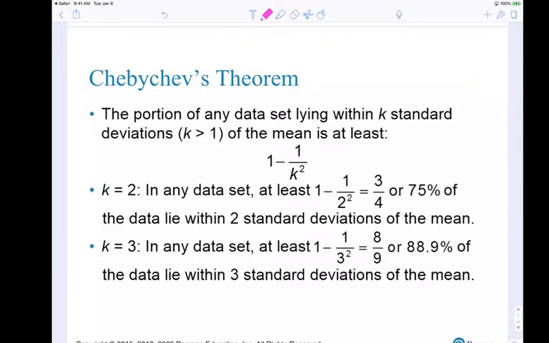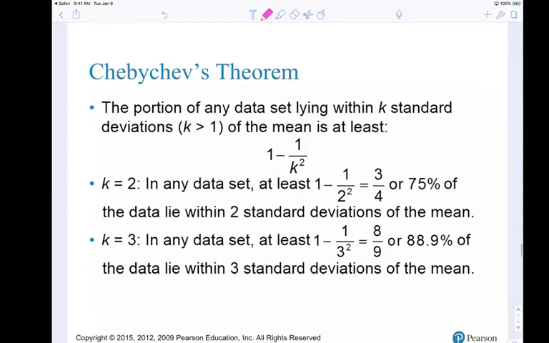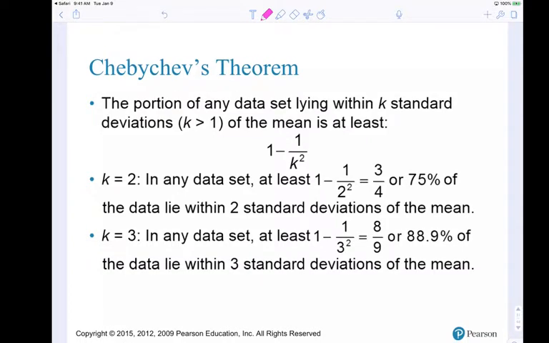I think it's Chebyshev's theorem. It says the portion of any data set lying within k standard deviations of the mean is at least 1 minus 1 over k squared. So when k is 2, in any data set, at least 1 minus 1 over 2 squared equals 3/4, 75% of the data lie within 2 standard deviations of the mean.